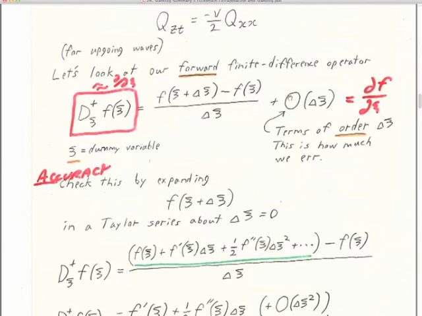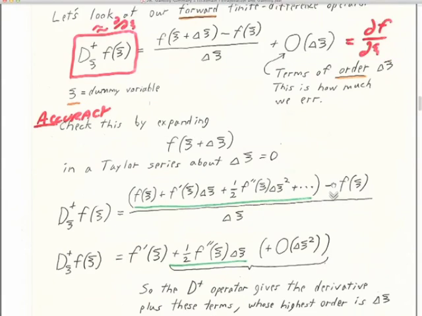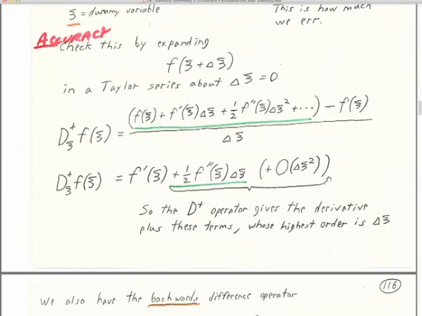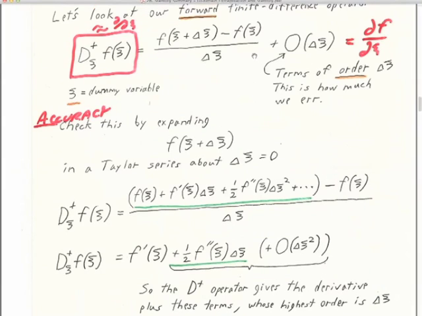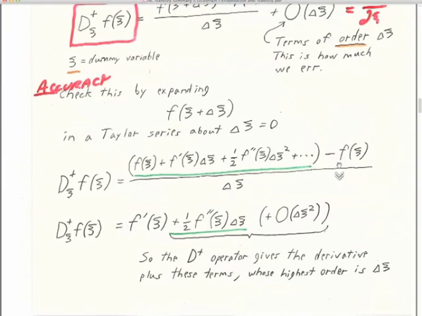If these terms are of order, say, 10 times delta zeta, then we're hung out to dry. We can't proceed. It's not accurate enough to do anything with. Okay? So let's check the accuracy. Why is this true? This is a fact. Why is this true?